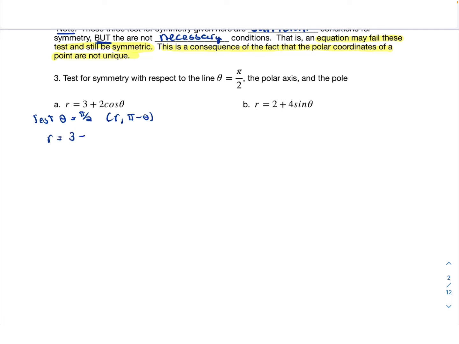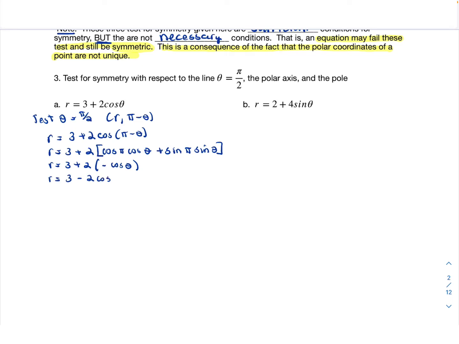So I'm going to test with the line theta equal to pi over 2 using the point r and pi minus theta. Here I have to use our difference formula for cosine. So it's going to be cosine of pi times cosine of theta plus sine of pi times sine of theta. Now we know cosine of pi is equal to -1, so that gives us negative cosine theta, and sine of pi is equal to 0, so that one cancels out. So I end up with r equal to 3 minus 2 cosine theta, which is not equivalent to my original expression. So it's not symmetric with respect to the line theta equals pi over 2.